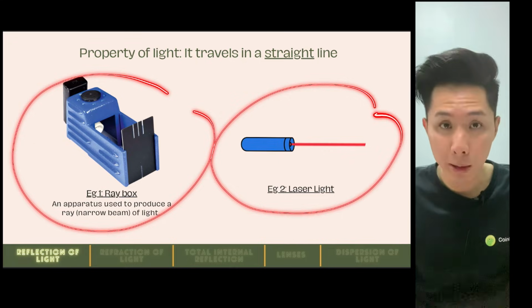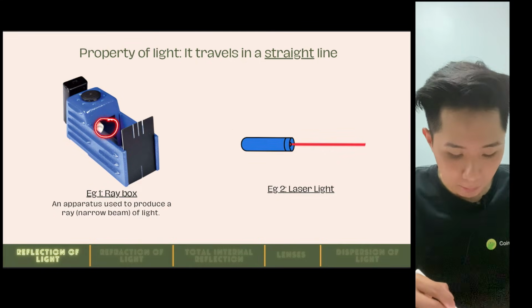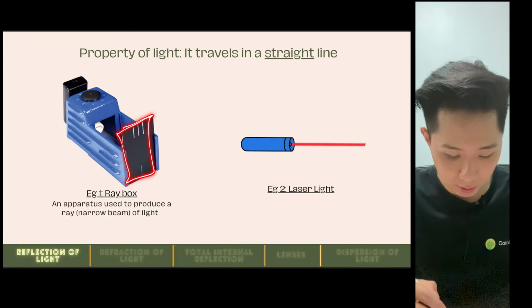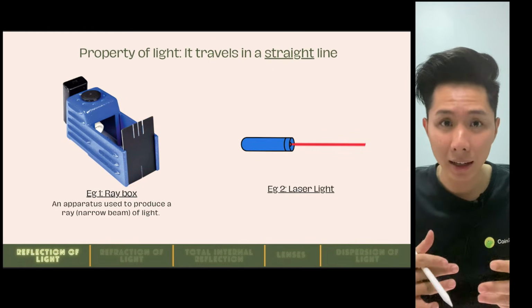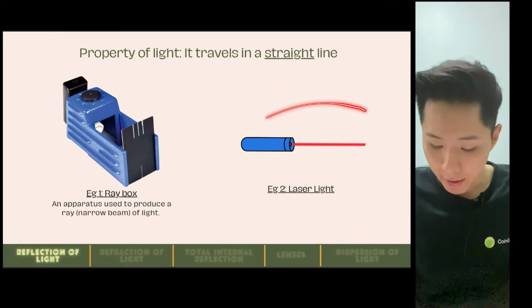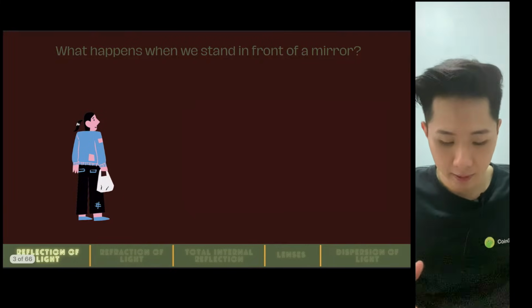The first one is ray bulbs. So basically, there's a light bulb here, but because we are putting this card here, it creates a narrow beam of light that showcases that the light actually travels in a straight line. Same goes for the laser light.